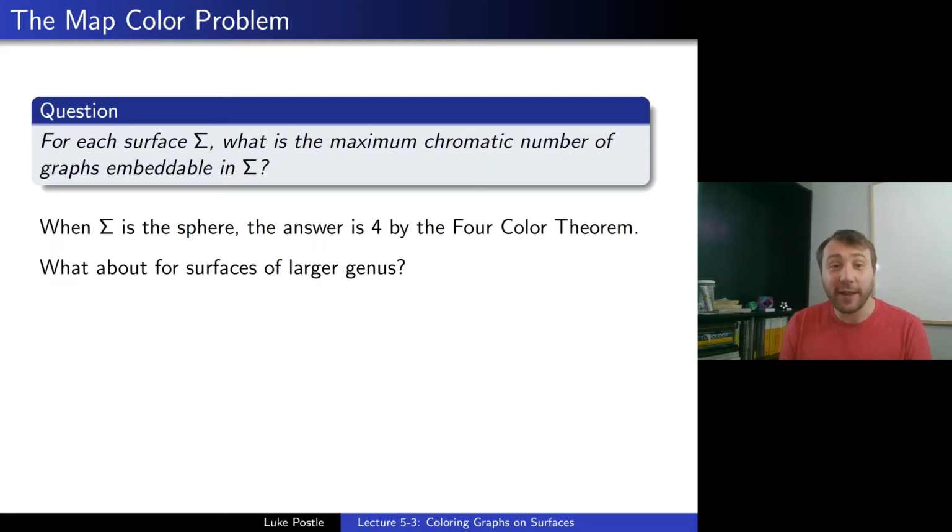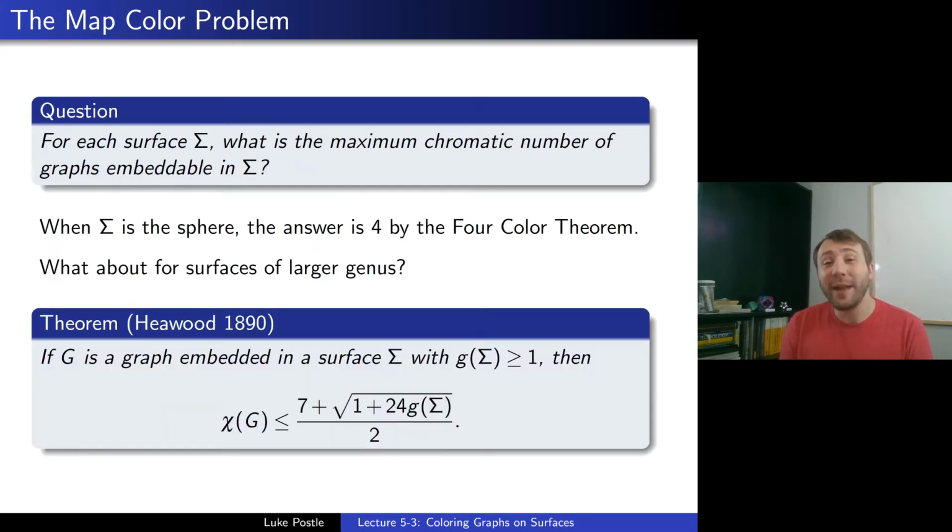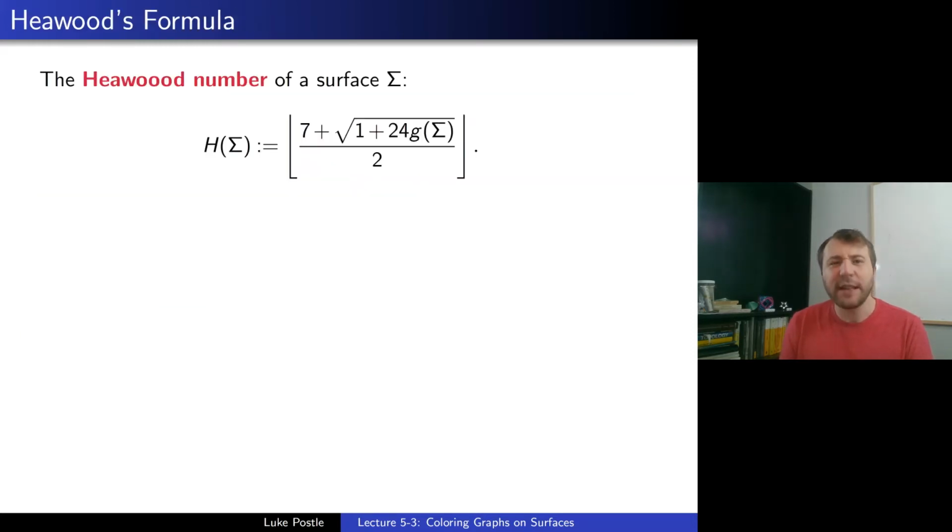Actually, this has a more classical answer. There's a theorem from Heawood from 1890, so all the way back in the 19th century, that if G is a graph embedded in a surface sigma with genus g at least 1, then chi is at most (7 plus the square root of 1 plus 24g) all over 2, where g is the Euler genus. So Heawood basically gave an upper bound, a pretty decent upper bound, for all surfaces other than the sphere back in 1890. Let's call this the Heawood number of a surface, and we'll round down to make it an integer, since the chromatic number has to be an integer. This is generally referred to as Heawood's formula.